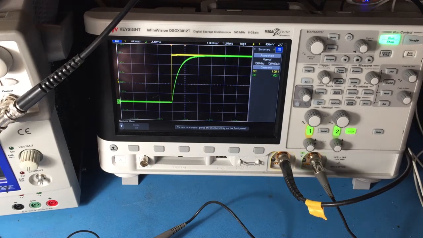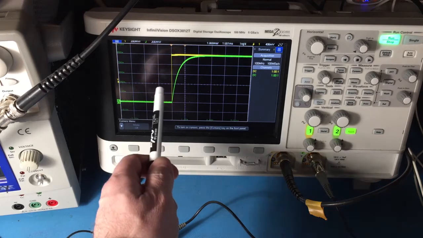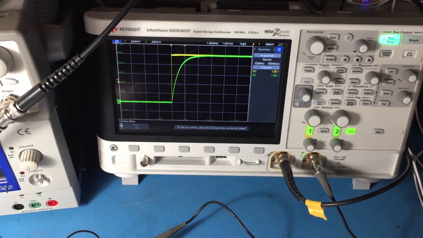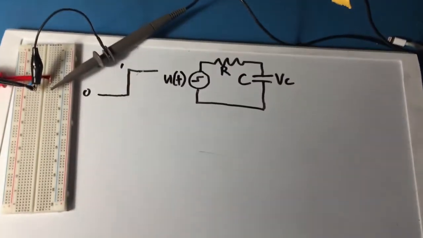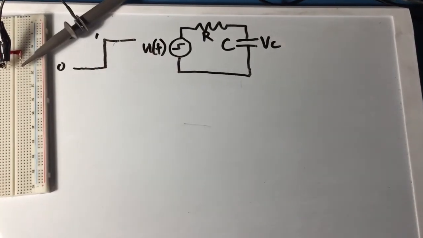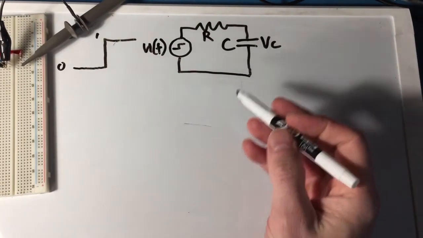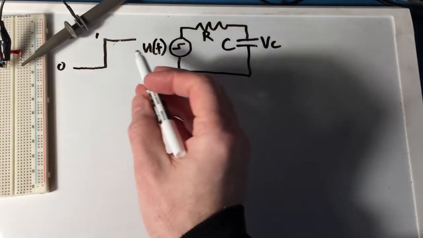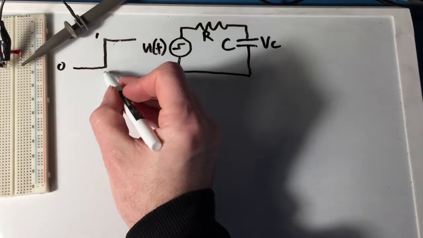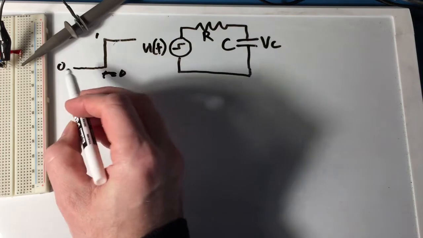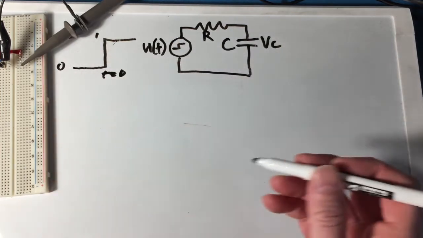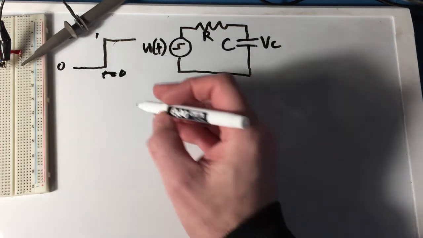So the objective here is to learn how to figure out the time constant by looking at the screen on the oscilloscope. So before we do that, we'll look at the math really quick. So here we have our circuit that we are going to be analyzing. We have a unit step, so you could imagine that at time t equals 0, the step goes from 0 to 1. We're approximating that with a low frequency square wave.